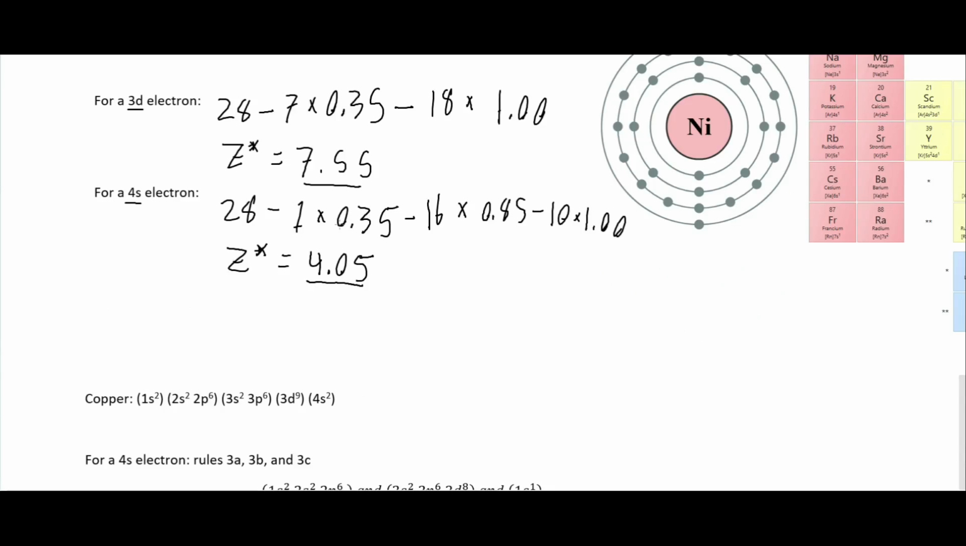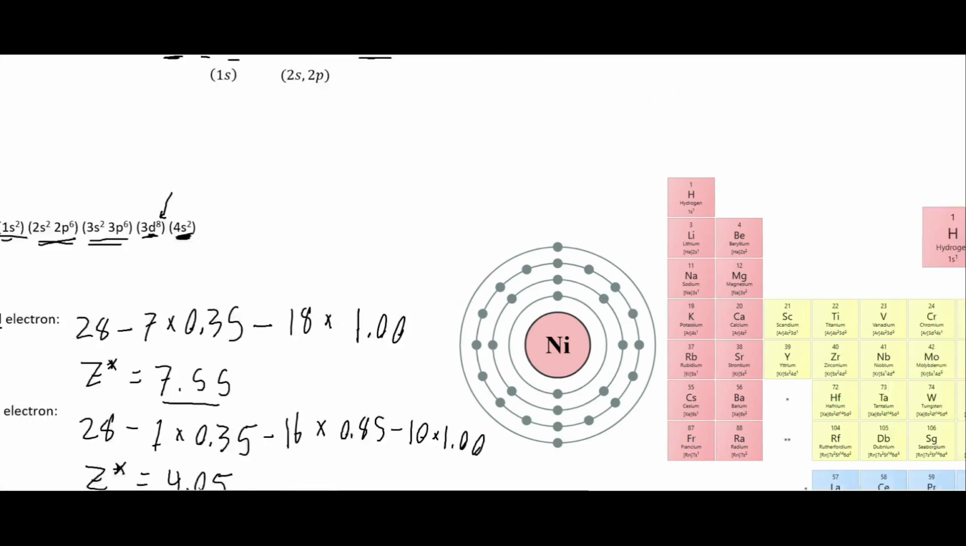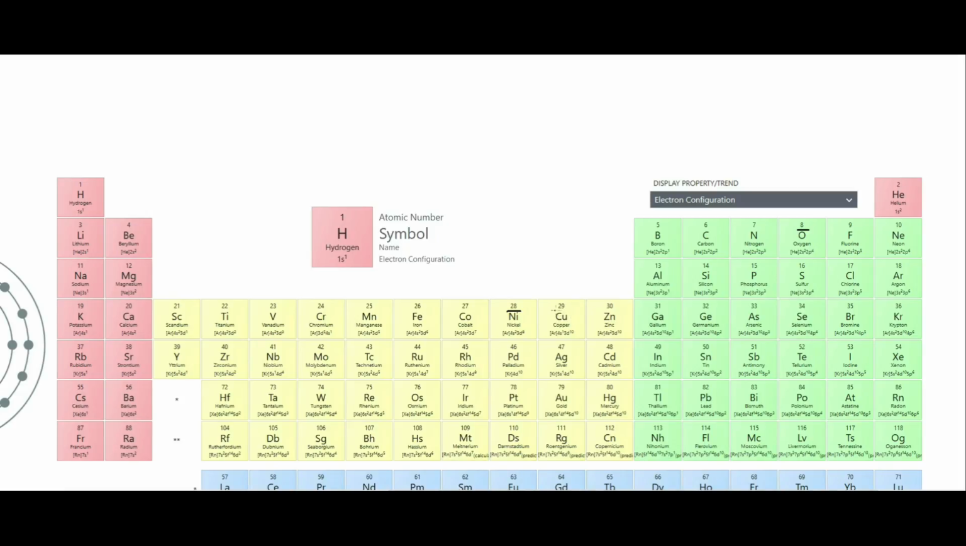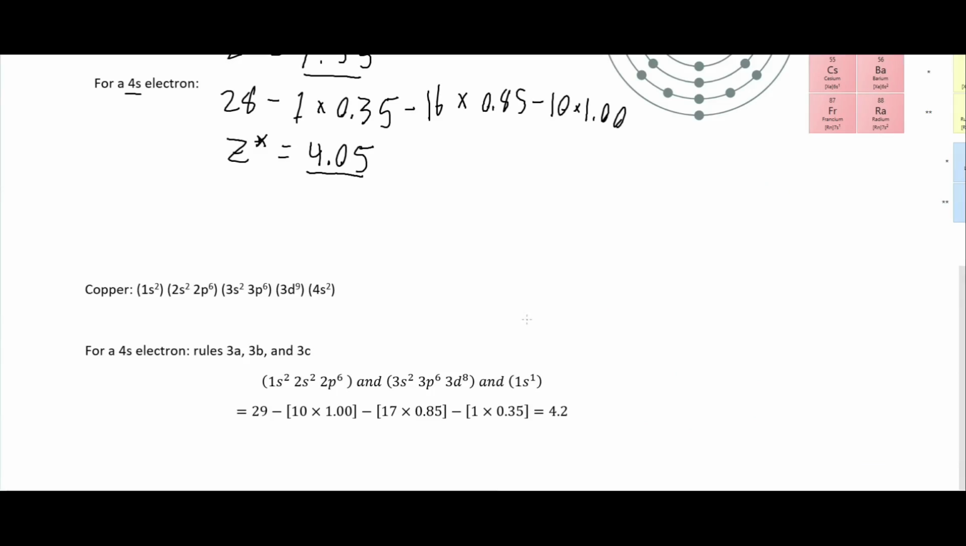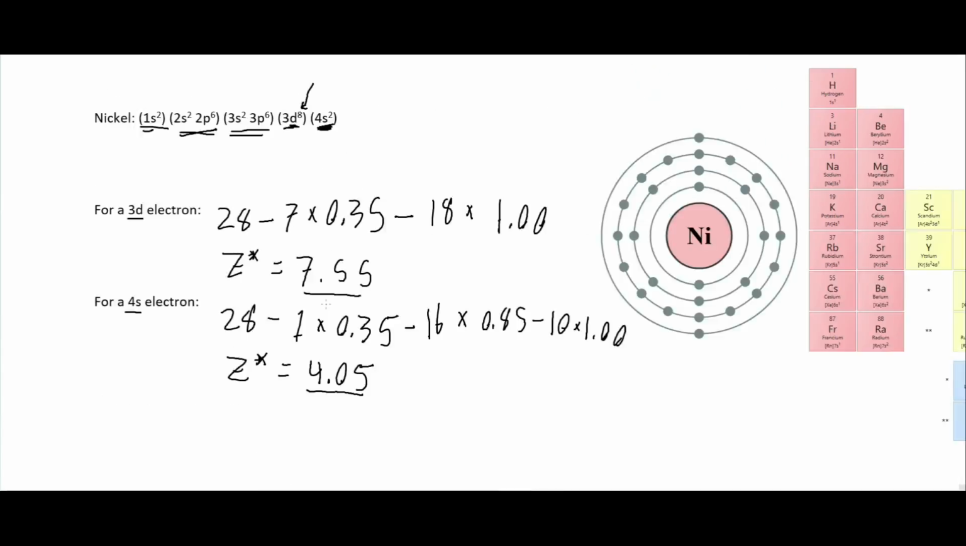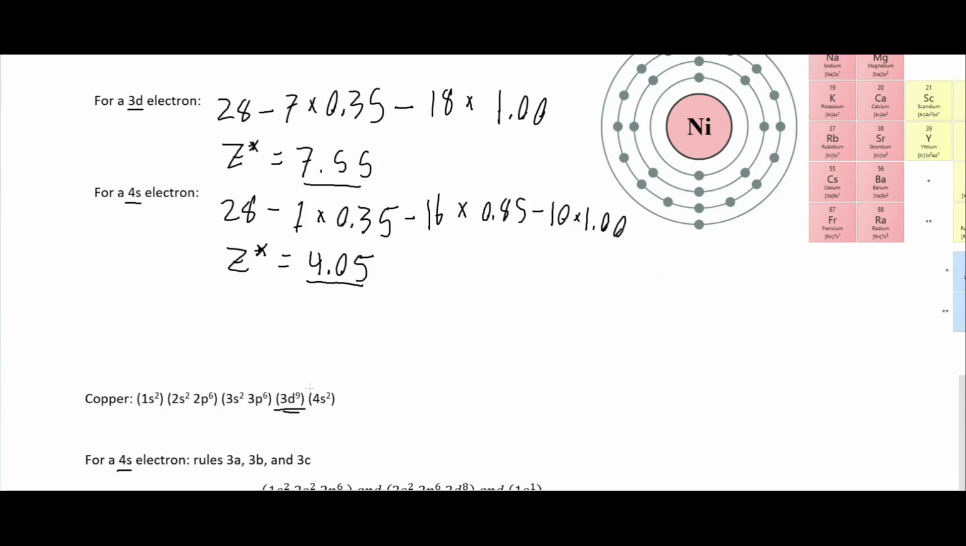And so I wanted to look at this as well. So copper, which is the next one over. So copper is number 29. So if we just add one more proton and one more electron to it, and we want to look at a 4s electron for this. So this has an additional 3d. So this is 3d8. This has 3d9.